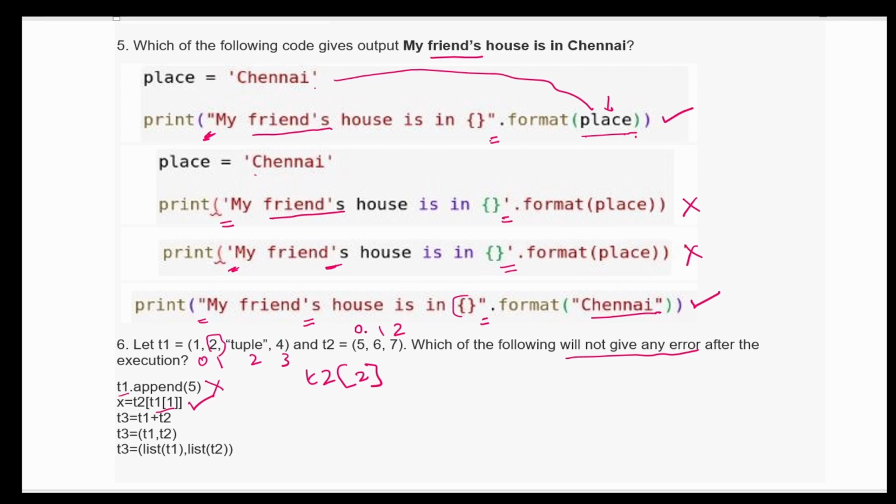That means these two will be concatenated. So this is also correct. It will work. Here T1 comma T2, those two are put as a single tuple. So two tuples will be put as it is and it will be enclosed by this bracket. So it will be another tuple. This is also correct. Here tuple T1 is converted to list. T2 is also converted to list. Both will be put as a single tuple. So this will also work. So all the four will work except the first option.